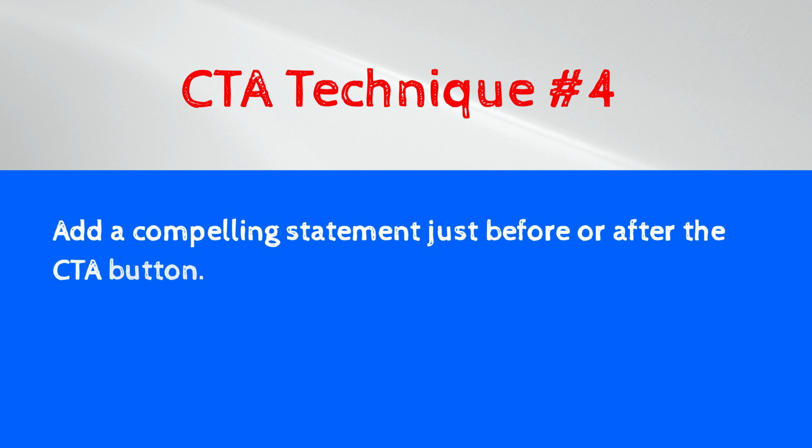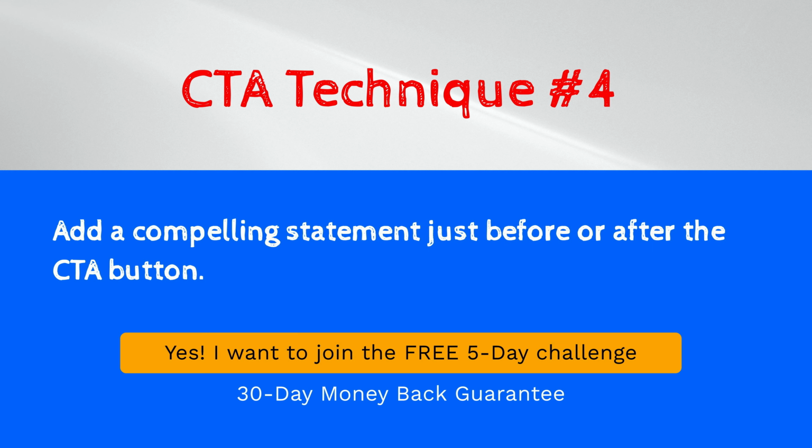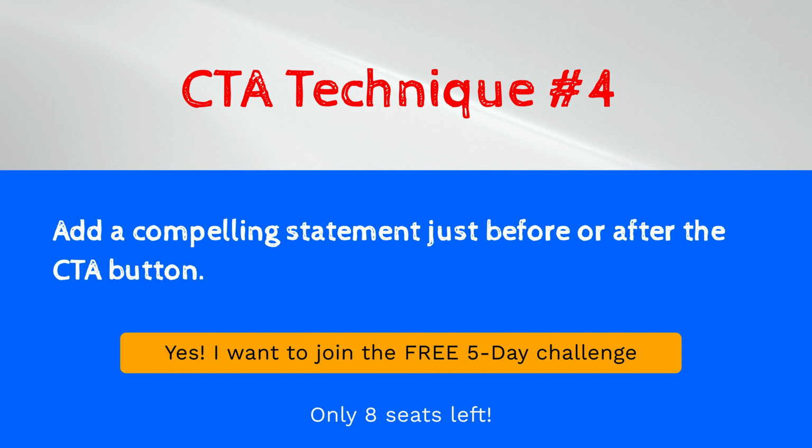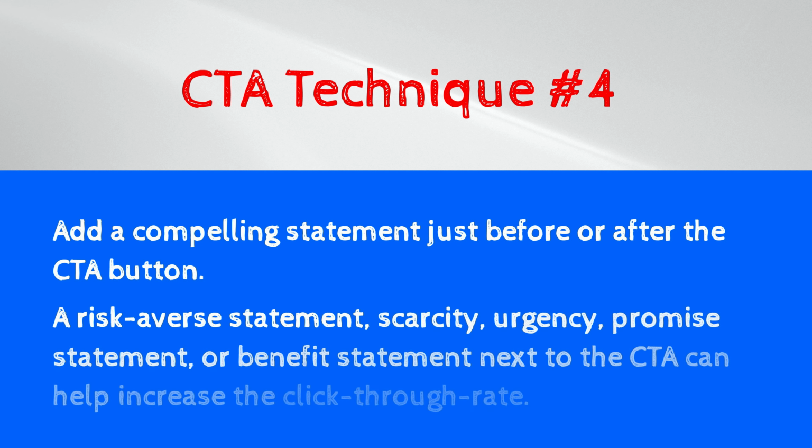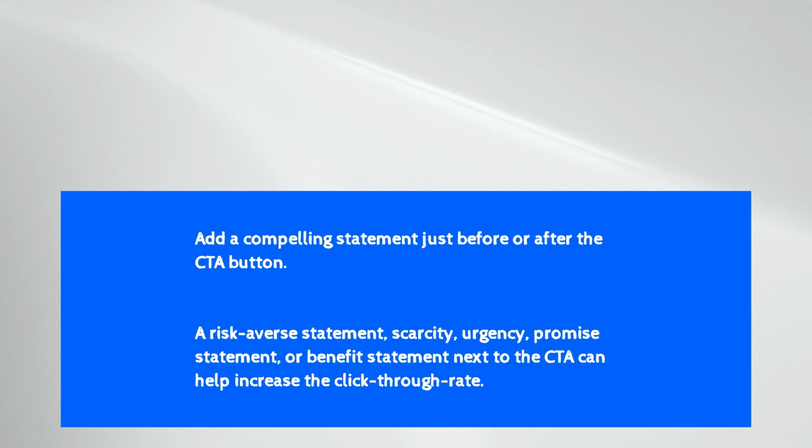If you want to increase the click-through rate further, add a compelling statement just before or after the CTA button. For example, you can add a risk-averse statement like a 30-day money-back guarantee. Or maybe you can add a promise statement like "learn this unique technique in just 3 days," or you can also add an urgency or scarcity statement like "only 8 seats left." A risk-averse statement, scarcity, urgency, promise statement, or benefit statement next to the CTA can help increase the click-through rate.